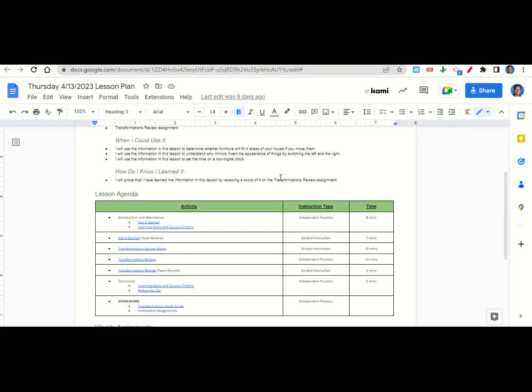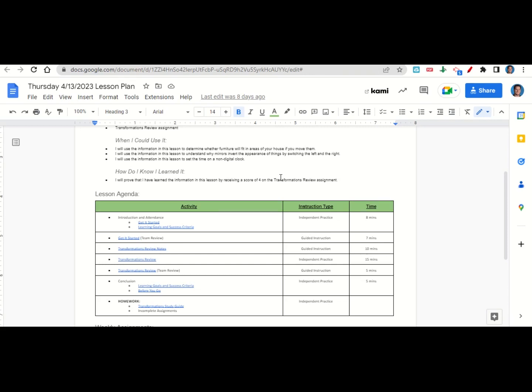Now let's take a look at our agenda for today. We'll begin by going over the learning goals and success criteria. While we do that, you'll fill out your Get It Started. Once you've completed your Get It Started, we'll go over it together and answer any questions that you may have. After that, we'll go over the Transformations Review notes, and then I'll give you time to complete the Transformations Review assignment. Once you've completed the assignment, we'll go over it together and answer any questions that you may have.